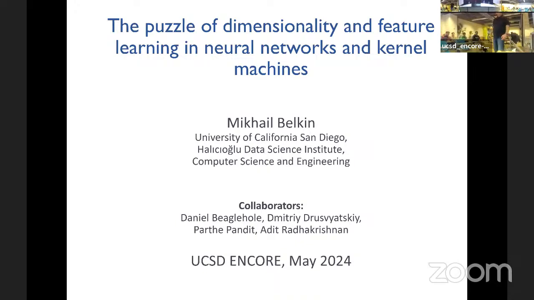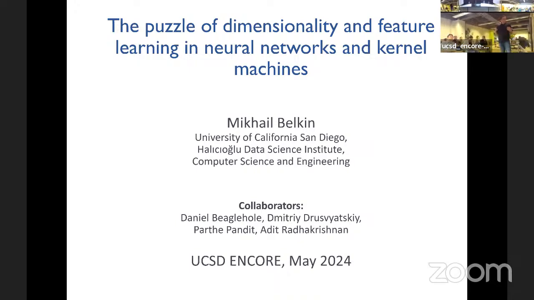I would like to talk about what I think is probably the most important aspect and the most mysterious aspect of modern machine learning, which is this puzzle of dimensionality and some steps that we are taking toward understanding what's happening. I should start by saying this is joint work with Daniel Beaglehole, Parthe Pandit, Adityanarayanan Radhakrishnan and Dmitry Drusvyatskiy, who did amazing work on this.